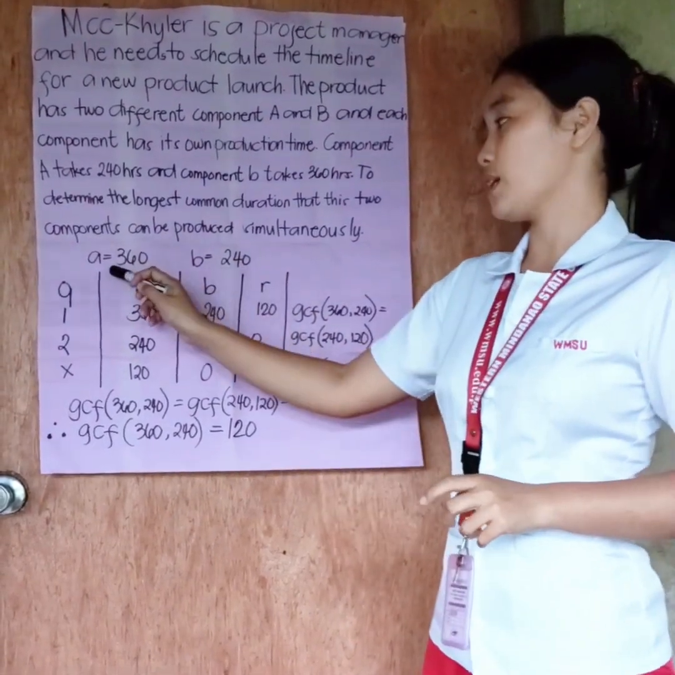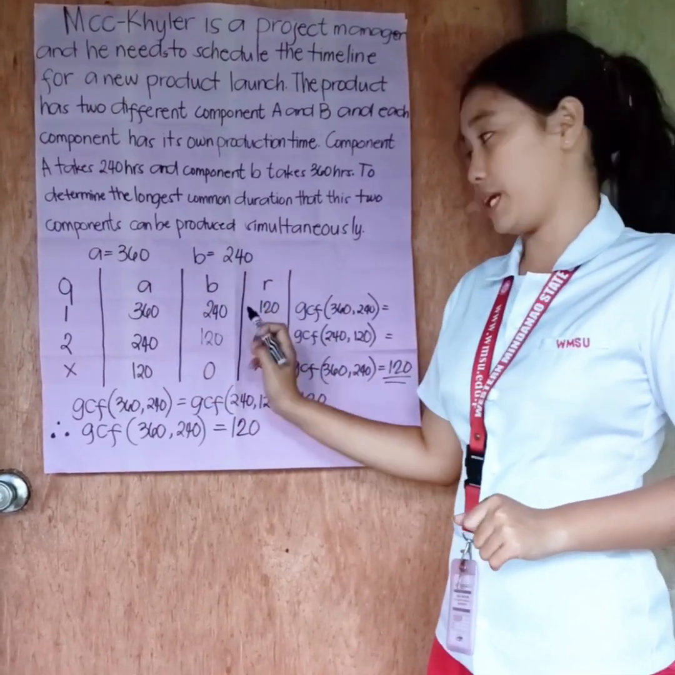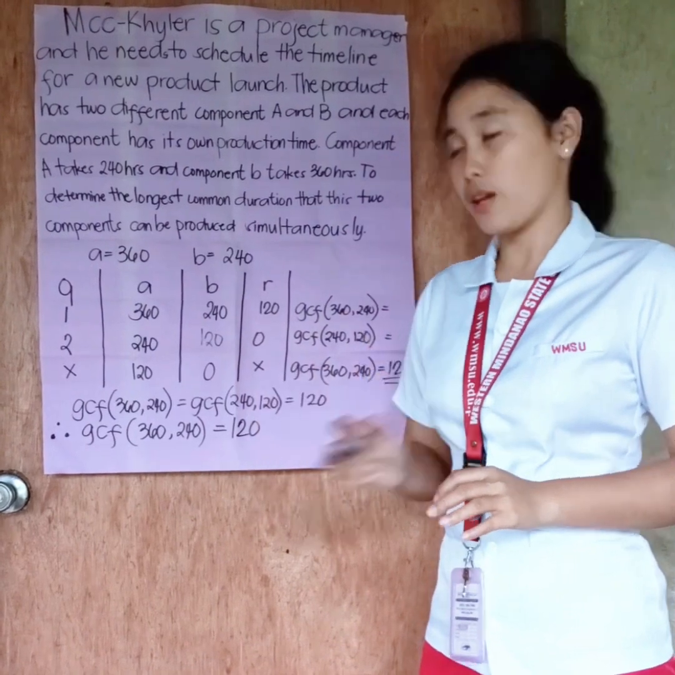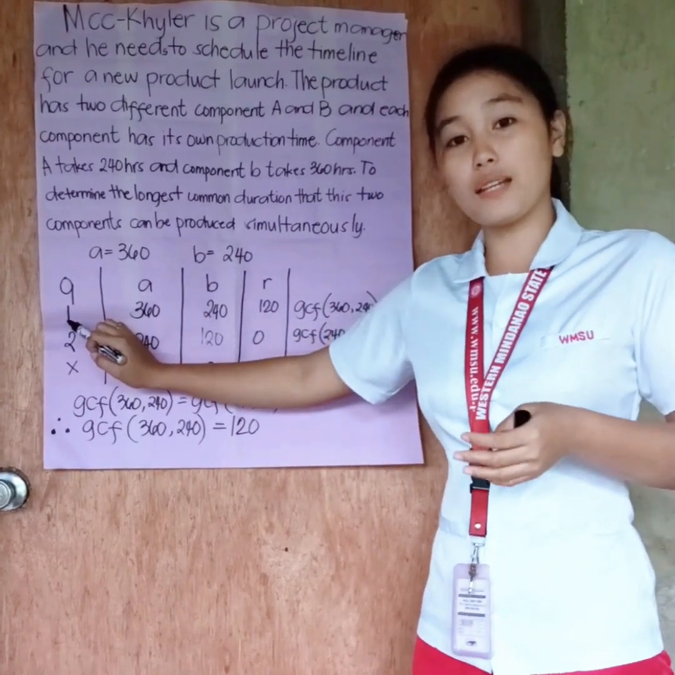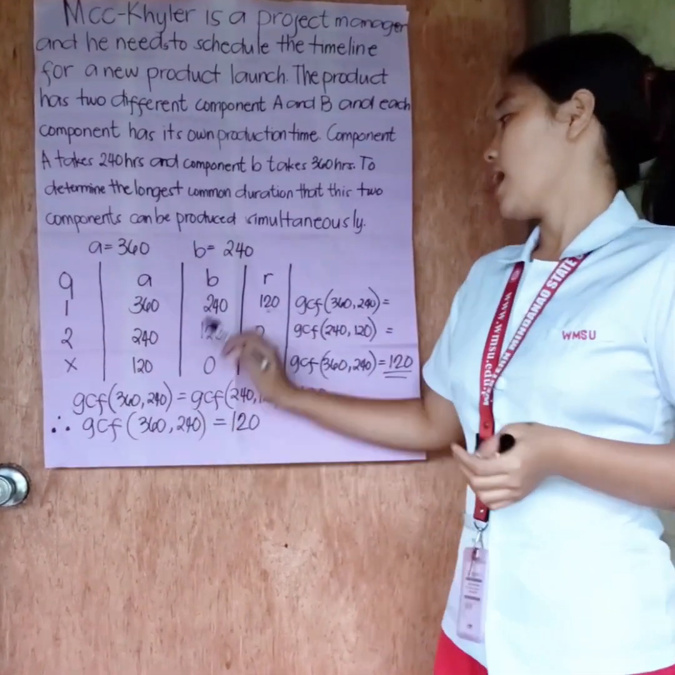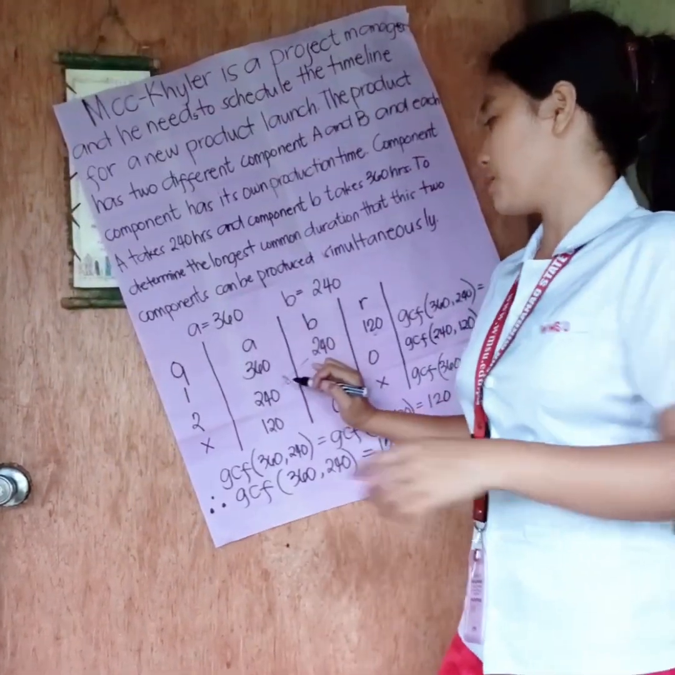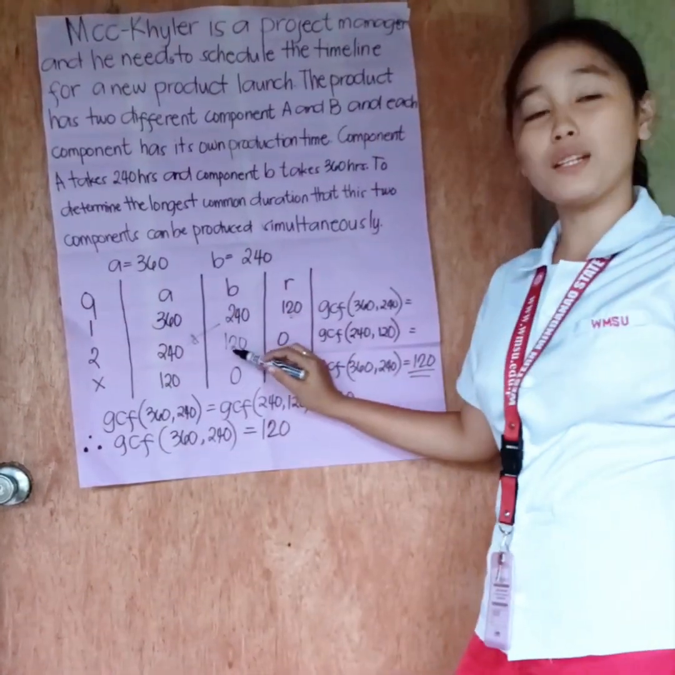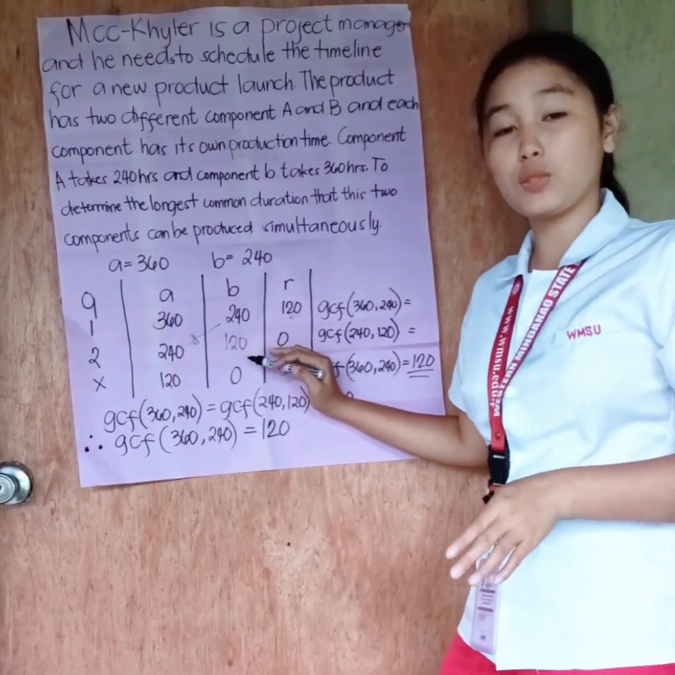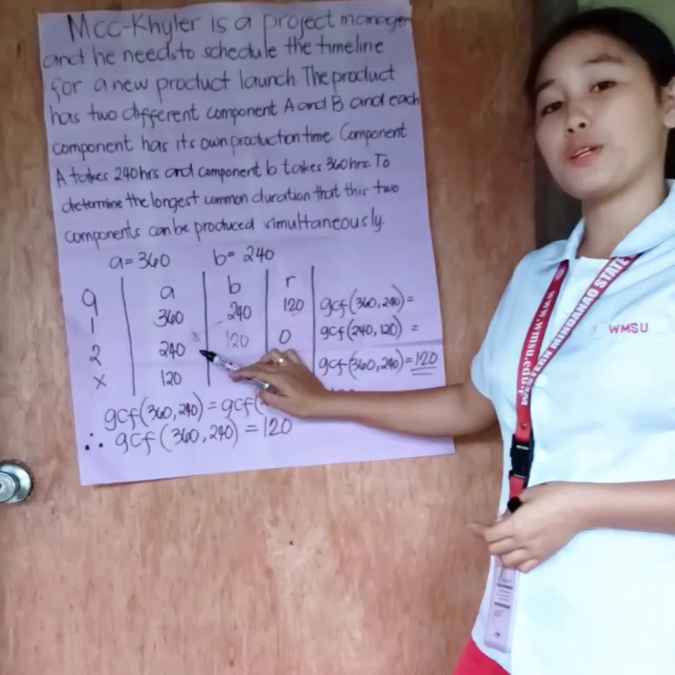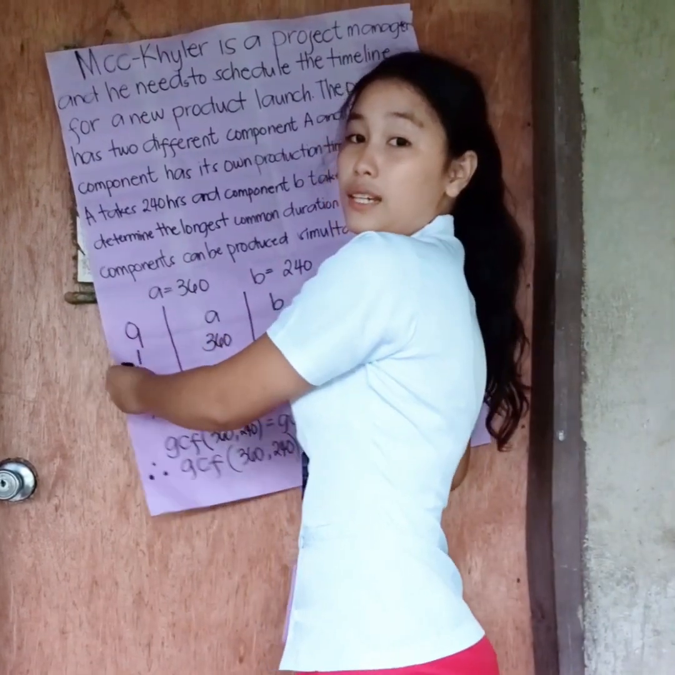Let A be 360 hours because 360 is bigger than 240. So let's write 360 for our A and 240 for our B. Let's proceed to the division operation. 360 divided by 240, the answer would be 1, and the remainder for that is 120. We will now do the shifting operation, where our 240 here will be our A and 120 will be our B. Then we proceed again to the division operation. 240 divided by 120, the result will be 2, and the remainder will be 0.